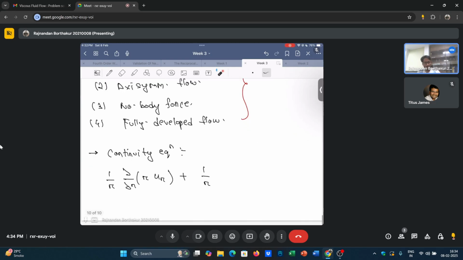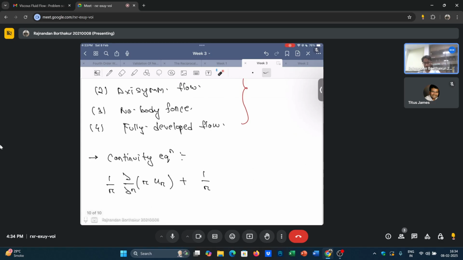So we'll be sticking to the cylindrical coordinate system. I hope this is clear to you why we are in the cylindrical frame of reference. Okay. So the first term is 1 by r del r of r ur, and the second term is 1 by r del u theta by del theta plus the next term is del uz by del z, and this is equal to 0, where your ur, u theta, and uz are the three components of velocity in the velocity field in the cylindrical space.